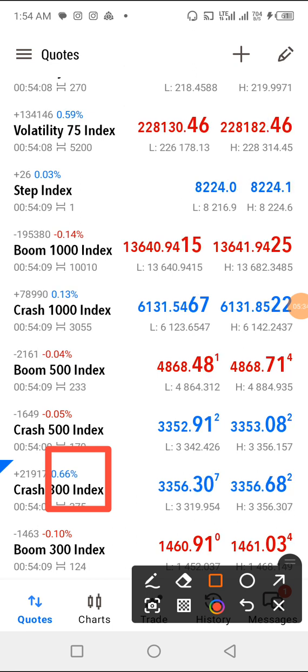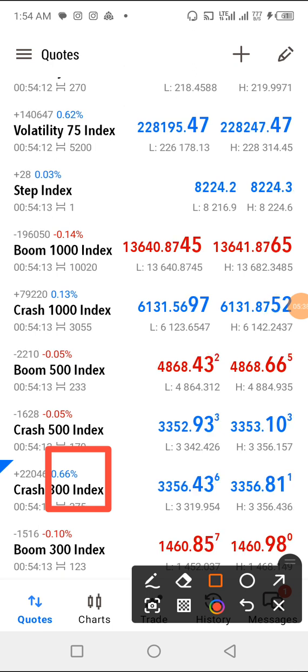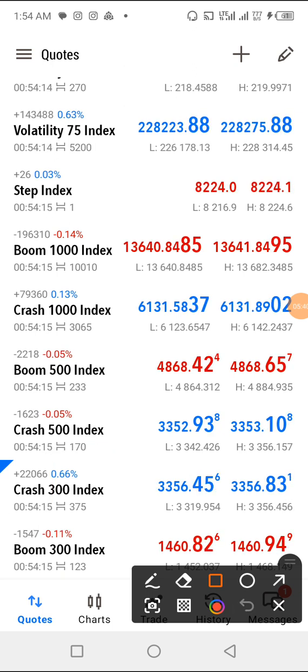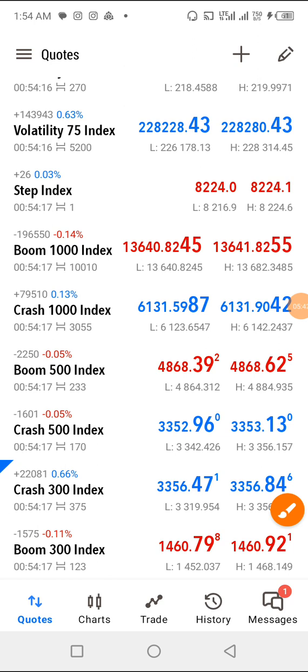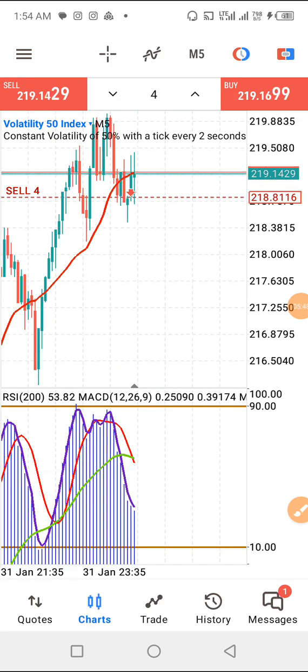But for the step index, despite the conditions being met initially, the percentage was very low, and that's why it didn't work out. Except maybe in the future it may later come back to profit. But as it is now, the conditions are not properly met.